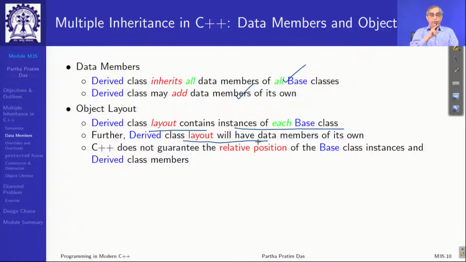Now, C++ unfortunately does not guarantee the relative position of the base class instances and the derived class members. It does not say that the first base class instance, second base class instance, and so on, then the derived class instance, will be followed. It may be that the derived class instance might come somewhere in between them. It is an implementation-dependent feature. While we should not normally need to look inside the layout, when we think about it, we should not assume any particular order. The only thing is that every instance of a base class will be together.